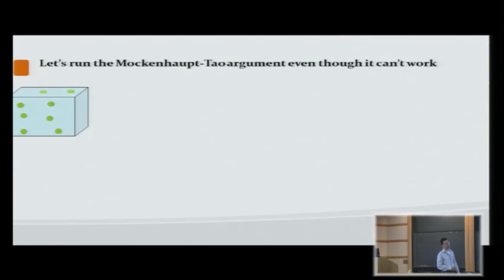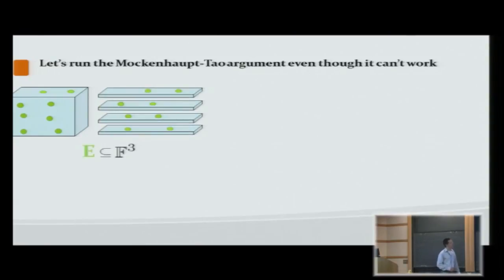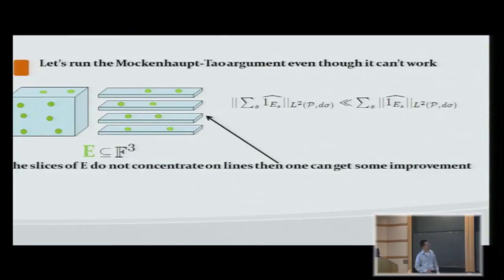So let's just actually try to run the argument anyways. I mean, we know it's not going to work because we know that the exponents don't work out, right? But we can still try to run it and see what we get. And so I'm going to take my set E, and I'm going to slice it again. And I'm going to just pull these slices apart with the triangle inequality. I'm still keeping a 2 here because the argument only works with the 2. And so we know we can't win, but we're just going to do it anyways.